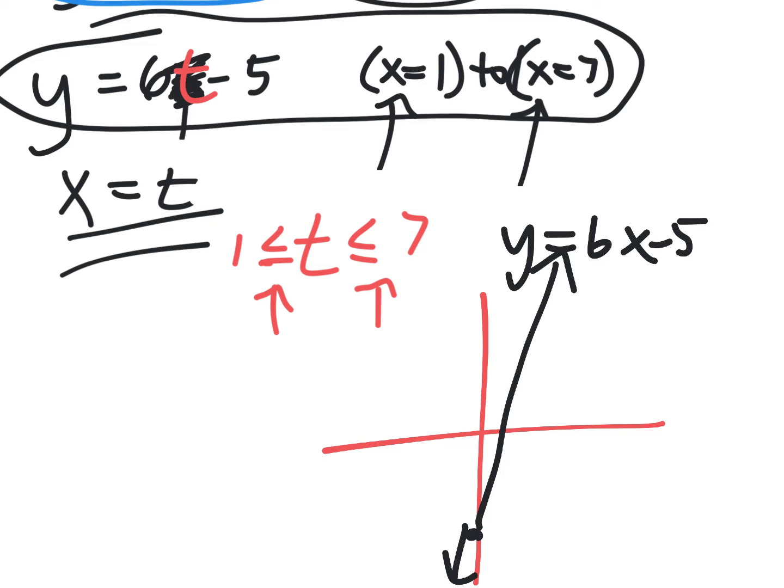So 1, which would have been at 1 comma 1 actually. How do I know that? Because if I put in 1 here, I'd get 1 there. You with me on that? Okay, it's from here up until 7, which is way up here, but it eventually stops. So it's only part of a line. You see what I mean? That's the part of the line that we're trying to write a parametric for.